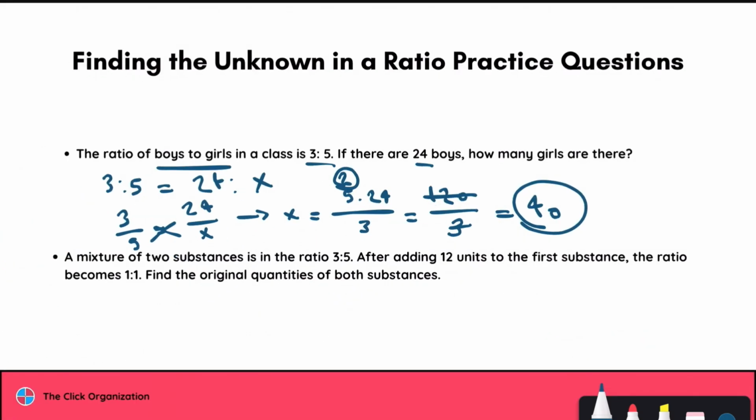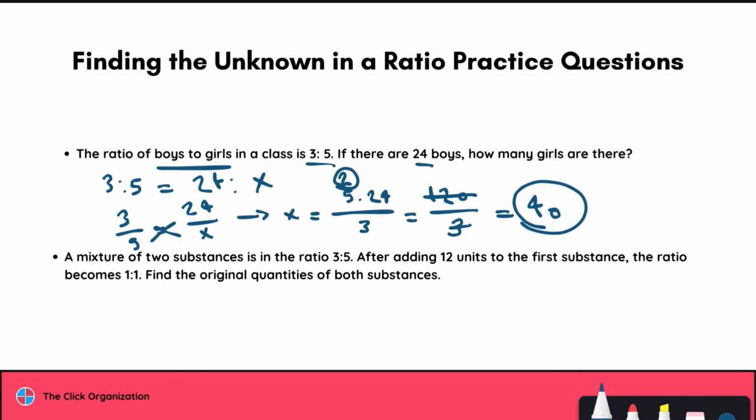A mixture of two substances is in the ratio 3 to 5. After adding 12 units to the first substance, the ratio becomes 1 to 1. Find the original quantities of both substances. I have brought this question for you to get you understood with the types of questions that in this topic you will get, okay?